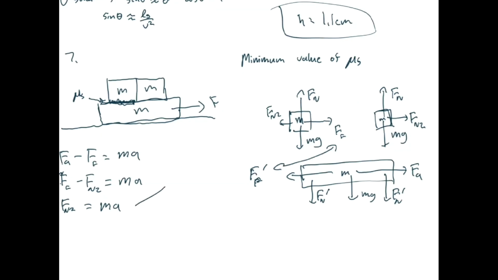And notice that all 3 of these a's are the same. This is because these boxes are all moving as a unit, right? Because if they're not sliding with respect to each other, then they have to be moving with the same position, same velocity, so they have to have the same acceleration.